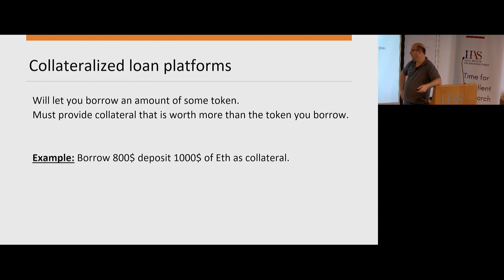And right, the example is I'm borrowing $800, but I deposit Ethereum in the amount that's priced at $1,000 of ETH as collateral. So already we see something that collateralized loan platforms need. They need to know the price of your collateral denominated in the thing you're borrowing. They need to know how to convert prices to know that something they put up as collateral is worth more than the thing they're lending. They need price oracles, basically.